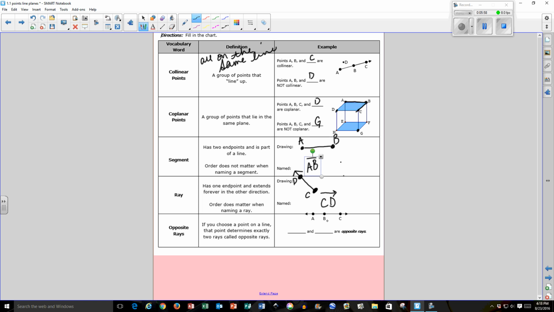Opposite rays are two rays that have one endpoint. So BA, see how BA goes this way? So this would be ray BA. And this one would be ray BC going this way. So they share an endpoint. And when you put them together, they make a line.